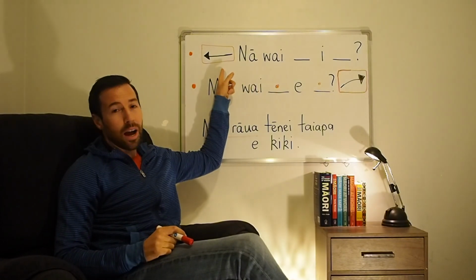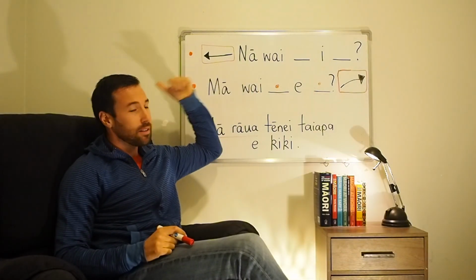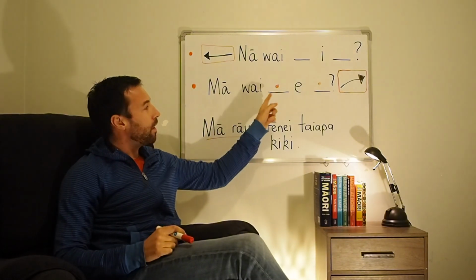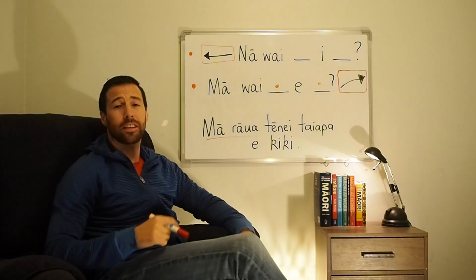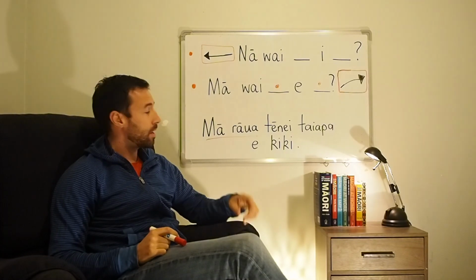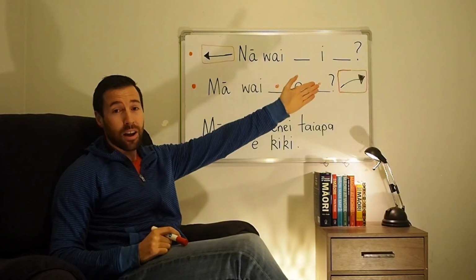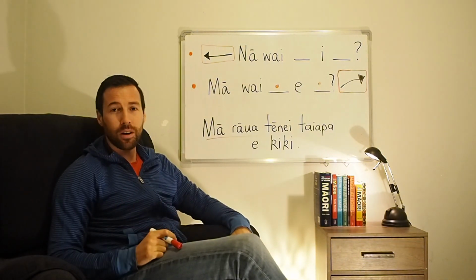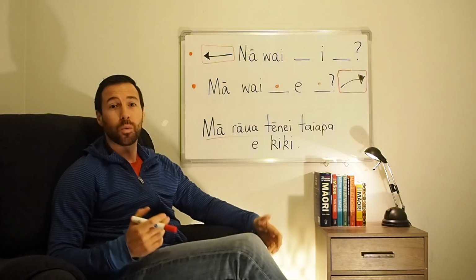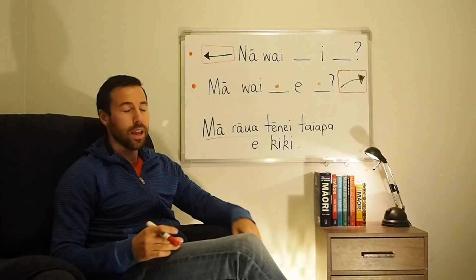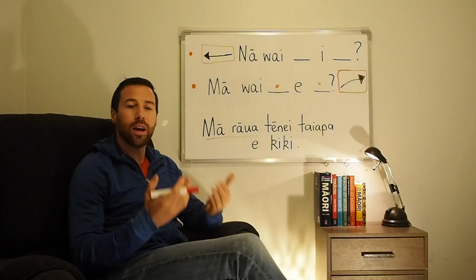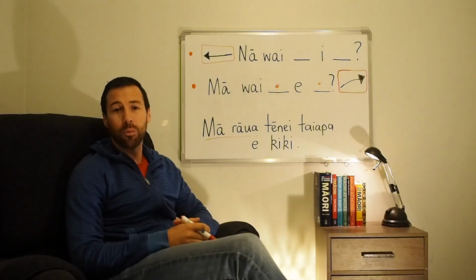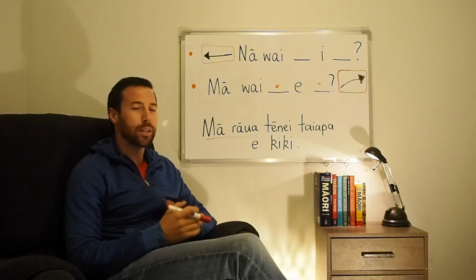Remembering, nā wai, who kicked this fence. Mā wai, who will kick this fence. Nā rāua, those two did. Mā rāua, those two will. Kei te pai? Now, just to finish this off, a practical example that we can use is who will help me? Who will help me?